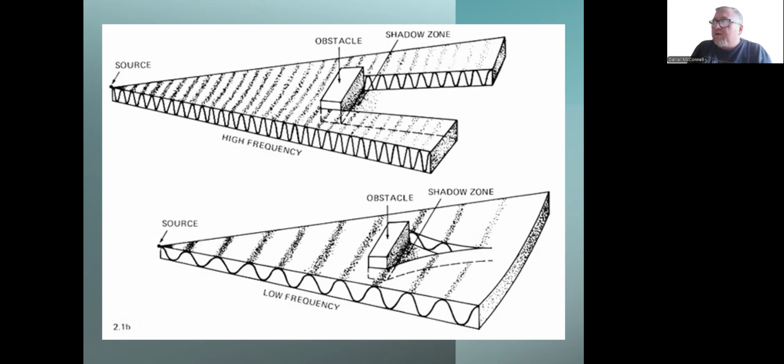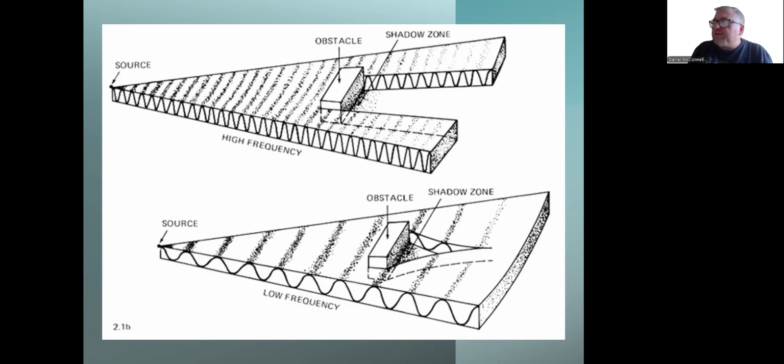If you are on one side of a building, let's say this obstacle in the middle, this big rectangular block is a building, and you're on one side and there's something making sound on the other side, then certainly there's going to be a shadow zone, right? If you're standing on the back side of the building relative to the sound source, it won't be so loud, right? But it does depend on the frequencies of the sound.